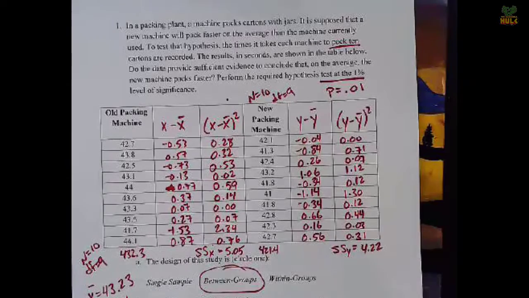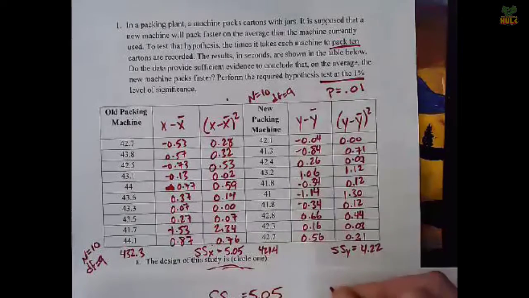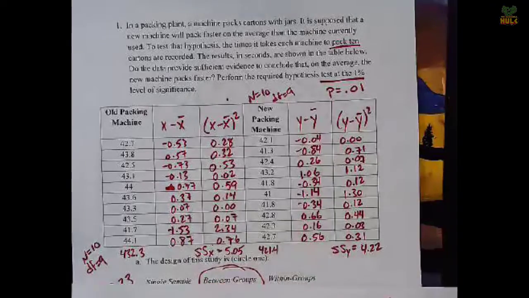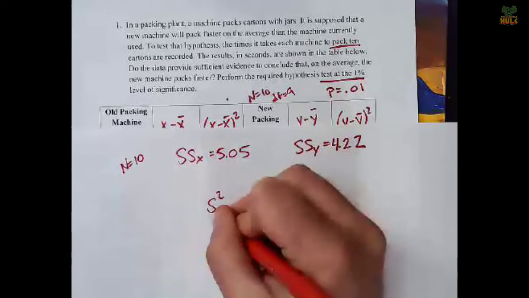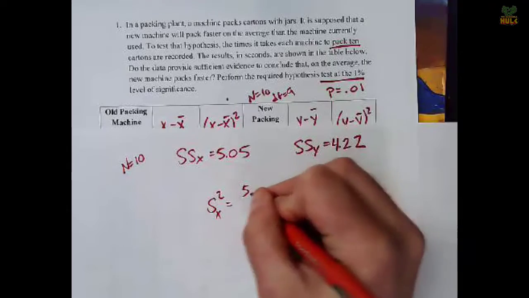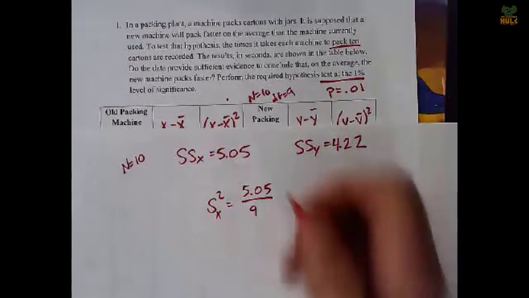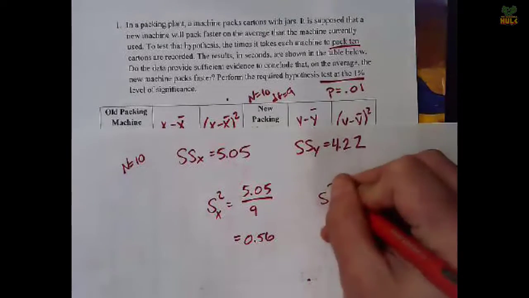We need to get to variance. So I am going to grab a new sheet of paper to do that. Let me write down these values. Sum of squares x is equal to 5.05. Sum of squares y is equal to 4.22. Our sample size of each of these is 10, so I'll write that down once. Remember, in order to get to variance, it's just the step before standard deviation, so we call it s squared of x, which would be equal to 5.05 divided by n minus 1, so 10 minus 1, so 9. When we do that, 5.05 divided by 9, we get a value of 0.56. Do the same thing over here for y.